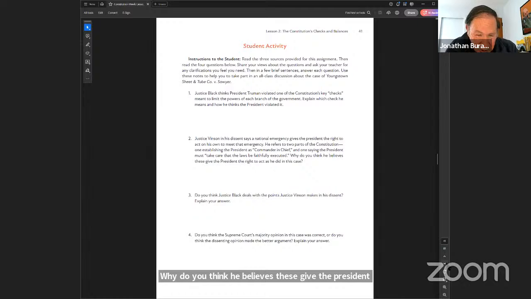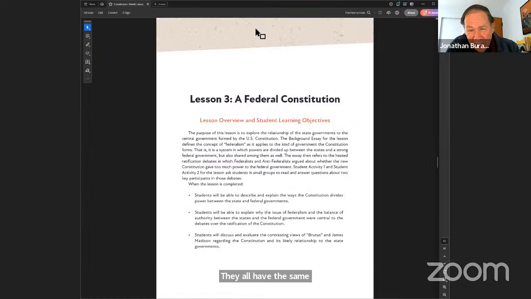And then the third question: do you think Justice Black deals with the points Justice Vinson makes in his dissent? And finally, do you think the Supreme Court majority opinion in this case was correct, or do you think the dissenting opinion made a better argument? Explain your answer. So that's basically how this lesson is structured and how the other four are structured. They all have the same elements that I've just gone through. So I hope that gives you a good sense of how all these lessons are put together.